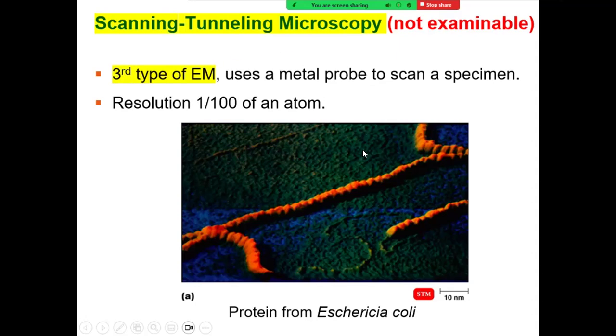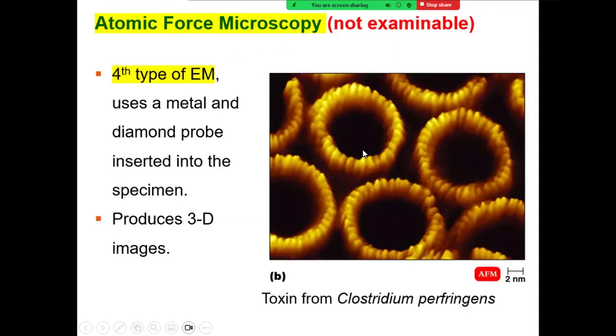Scanning tunneling microscope. We also have atomic force microscopy. You won't be examined on that. It's a 4th type of microscope, using a metal probe inserted into the specimen, which produces 3D images of the specimen. Here we're looking at the toxin from Clostridium perfringens with atomic force microscopy. Any question about any of that?